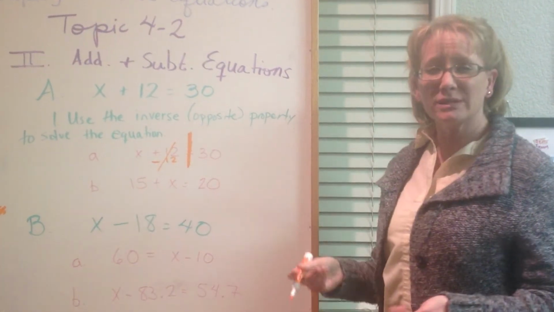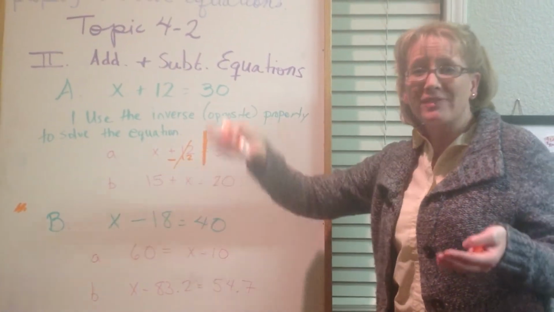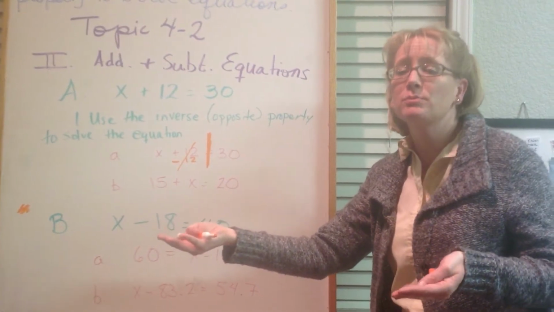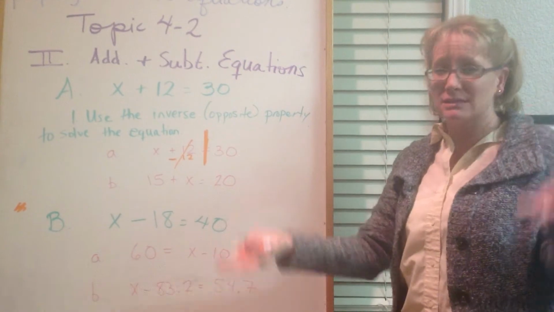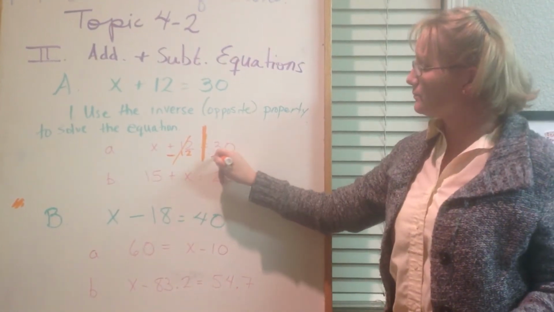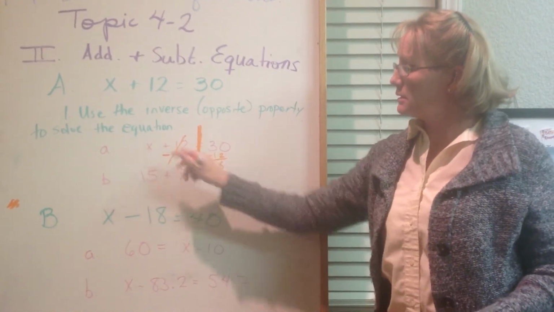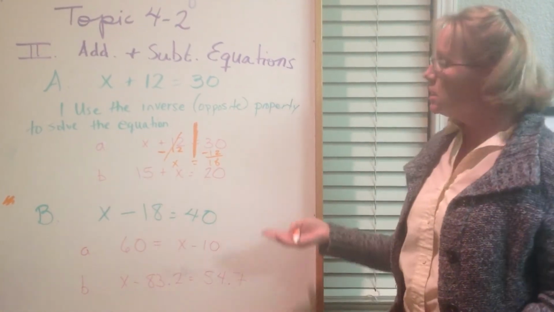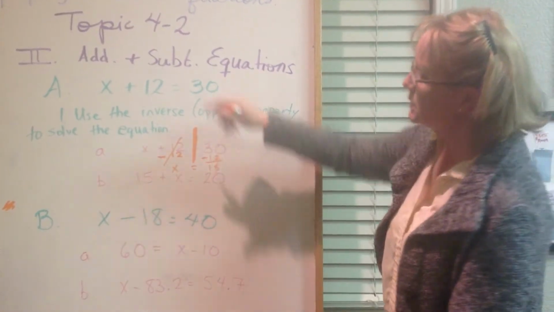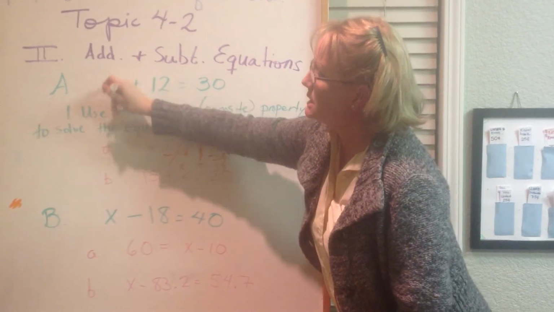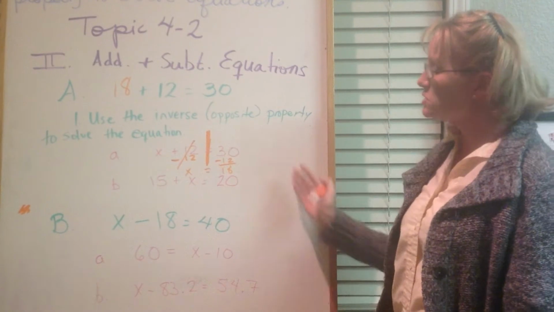Shoop. Remember we talked yesterday about the properties of equality? Since I subtracted 12 from this side of the equal sign, I have to be fair and subtract 12 from the other side of the equal sign, or my balance is off. So I'm going to subtract 12 over here. And I get 18. X equals 18. Well, let's go see if that's true. If I put this back into my equation, I replace my x with 18. Does 18 plus 12 equal 30? Yes, it does.